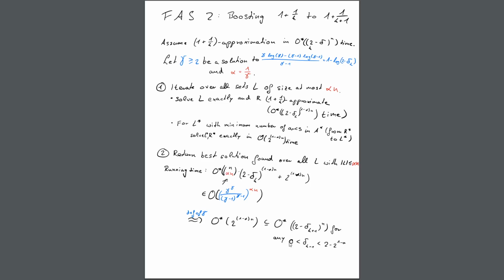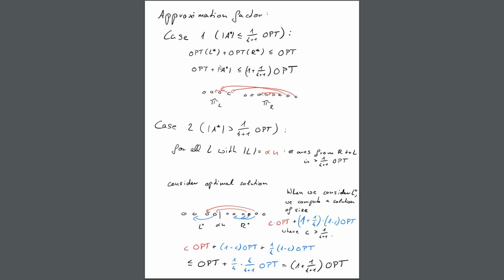But what is the approximation ratio? If it's not 1 plus 1 over k plus 1, then we haven't achieved anything. But here we only have to consider two cases. The number of edges from R star to L star can be small, and here small means 1 over k plus 1 opt, or it can be big. So let's consider these two cases.